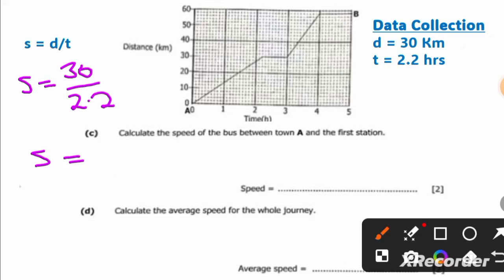You are free to pause the video and use your calculator. We are permitted to use our calculators.